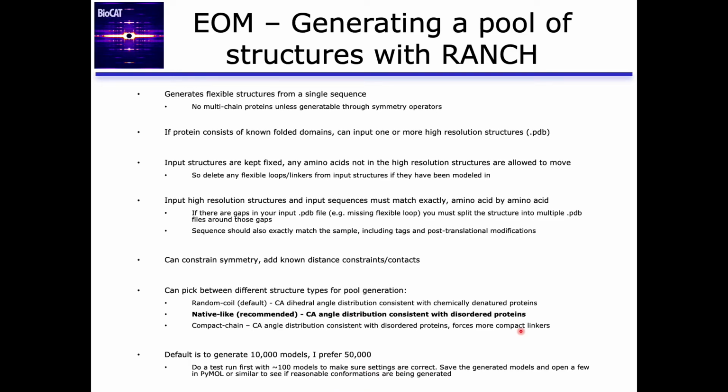So I want to talk a little bit about some of the details of using Ranch. So first off, you should know that it generates flexible structures from a single sequence. So you can't do multi-chain proteins unless you can generate them through symmetry operators. If the protein consists of known folded domains, you can input one or more high-resolution structures as .pdb files, and these input domains are kept fixed. So any amino acids not in the high-resolution structures that you input are allowed to move.